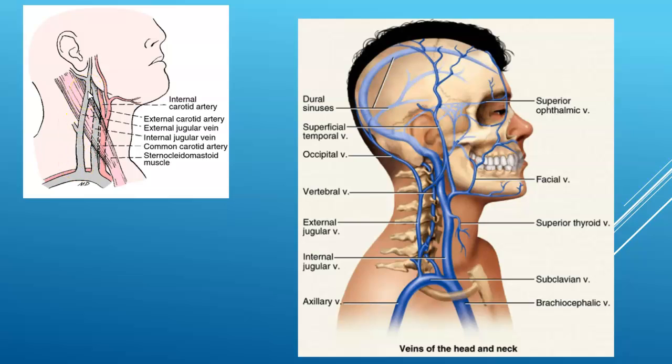We don't have to be too concerned working on the SCM with this. Arteries would be a little bit different, but veins we don't worry quite so much about. We see it here as well. Here we see the jugular, with the internal and the external.